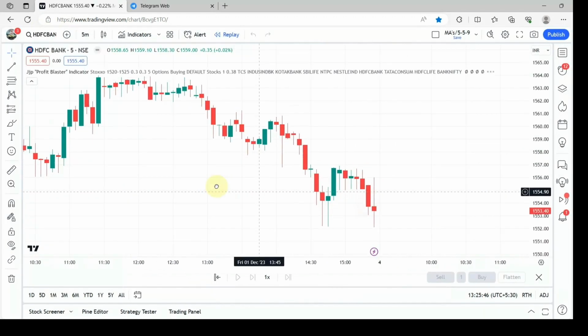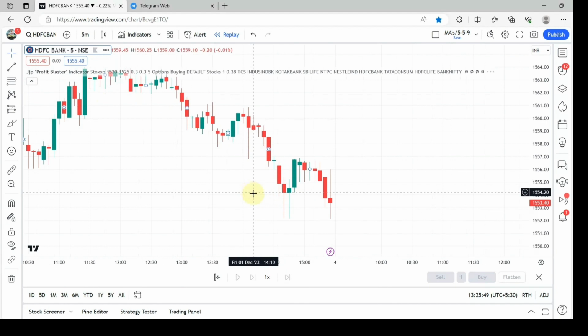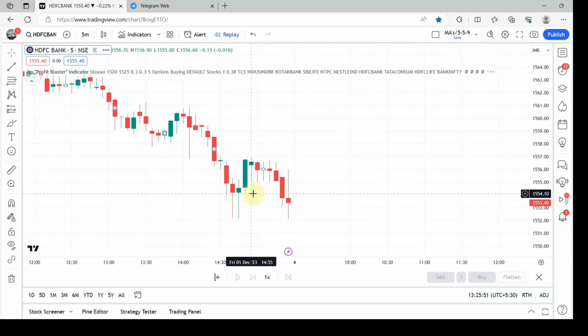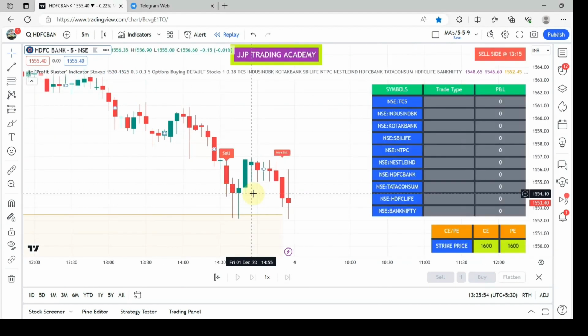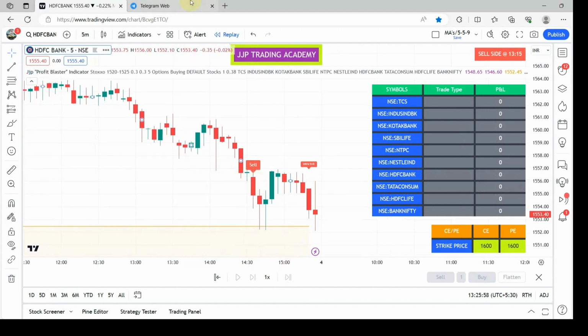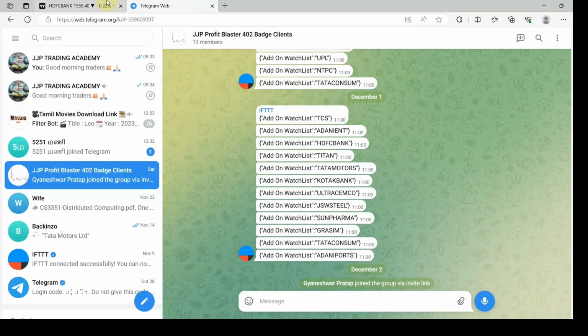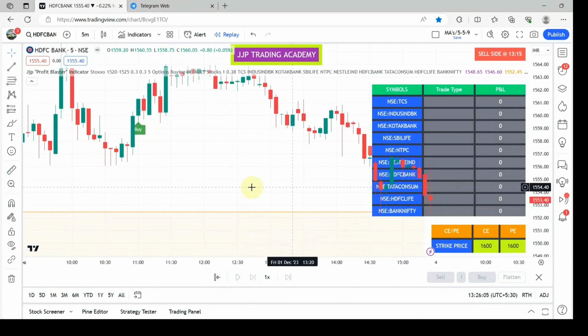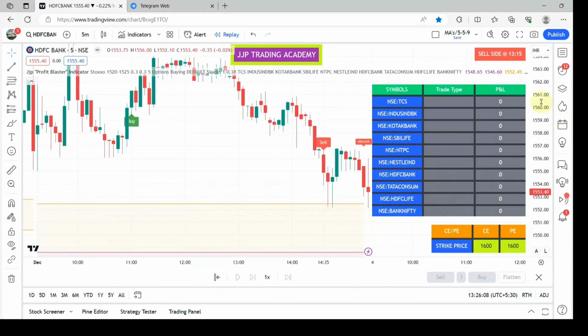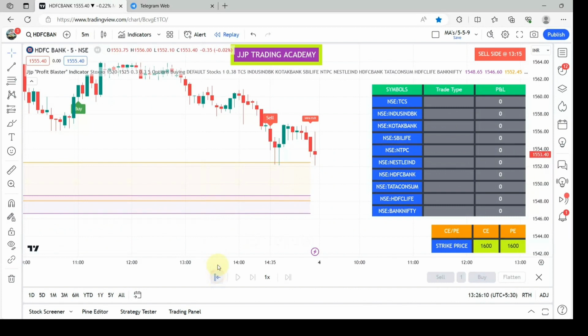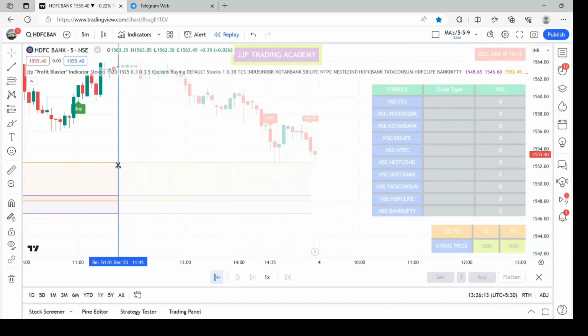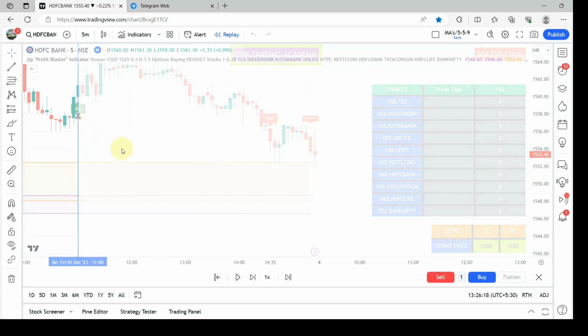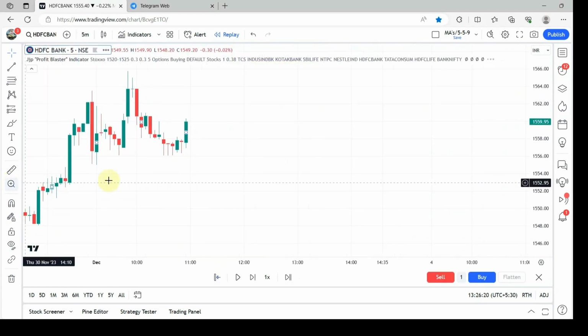Actually, I am not showing you the trending days, I am showing you the range bound days. In range bound days itself you can understand how our indicator is working. You can see totally 2 trades we have seen, right? In both trades the first target has been reached. So now you can know about the win ratio of our indicator, even though I am showing you a sideways market. This is the first entry, I think, because the buy signal came in the 11 o'clock candle itself.